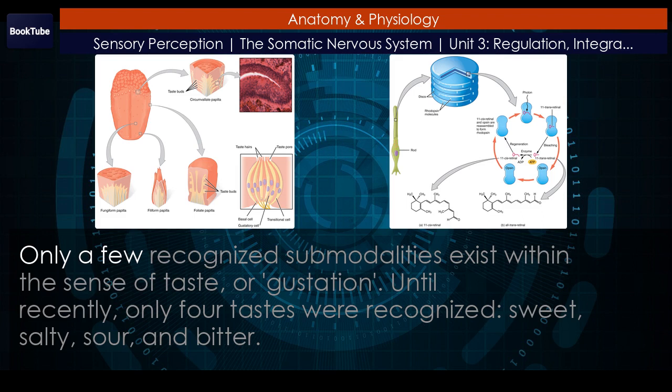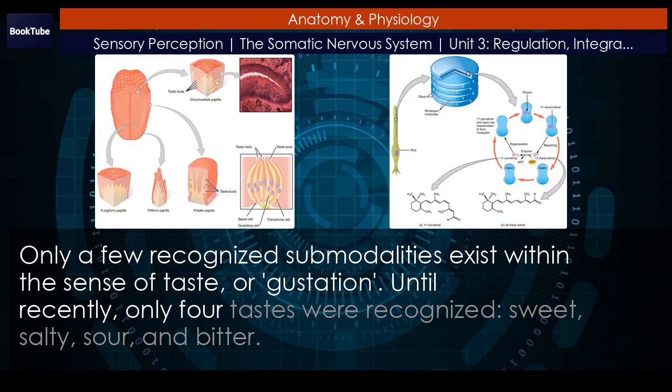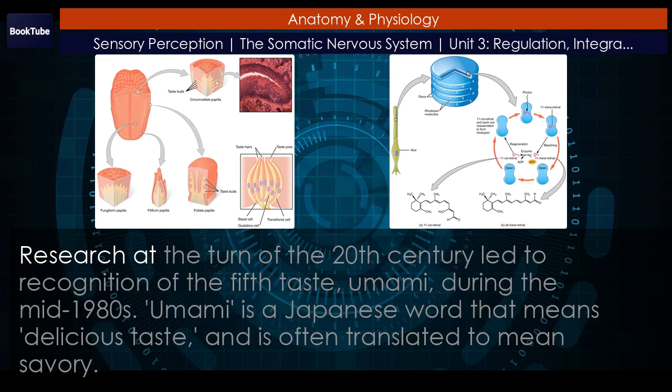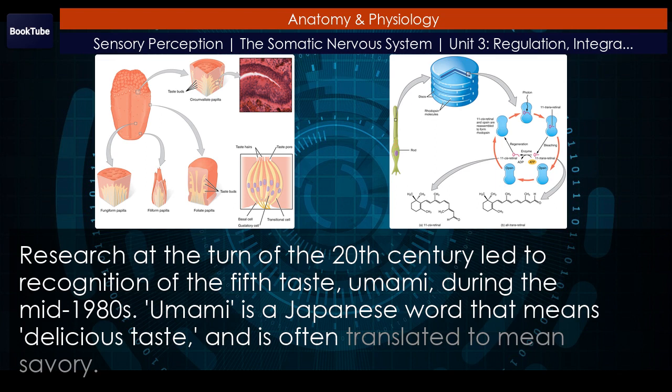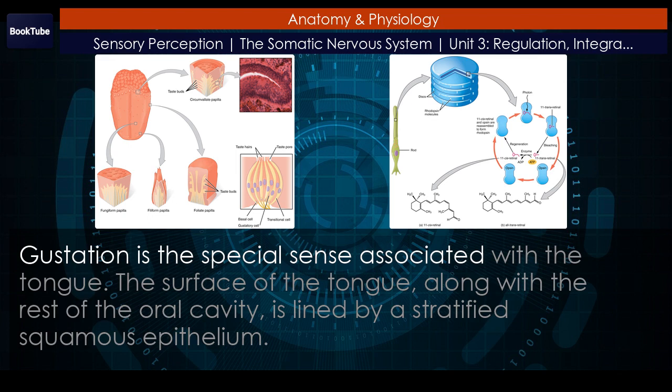Gustation, taste. Only a few recognized submodalities exist within the sense of taste, or gustation. Until recently, only 4 tastes were recognized: sweet, salty, sour, and bitter. Research at the turn of the 20th century led to recognition of the fifth taste, umami, during the mid-1980s. Umami is a Japanese word that means delicious taste, and is often translated to mean savory. Very recent research has suggested that there may also be a sixth taste for fats, or lipids. Gustation is the special sense associated with the tongue.